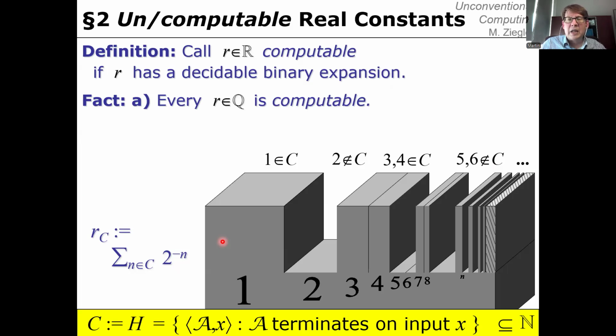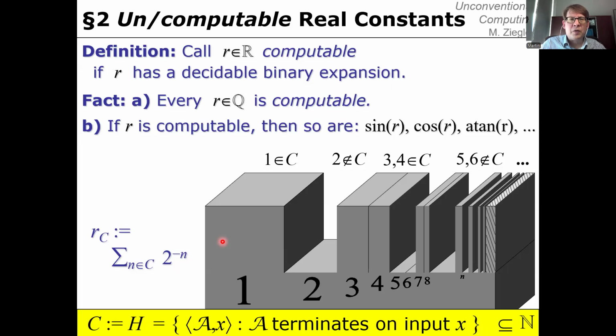And there's some nice closure property, namely, if a real number R is computable, then also the sine of R is computable, the cosine of R is computable, the tangent of R is computable, and the inverse trigonometric function, the arctangent, for example, of R is computable. And why is that nice?